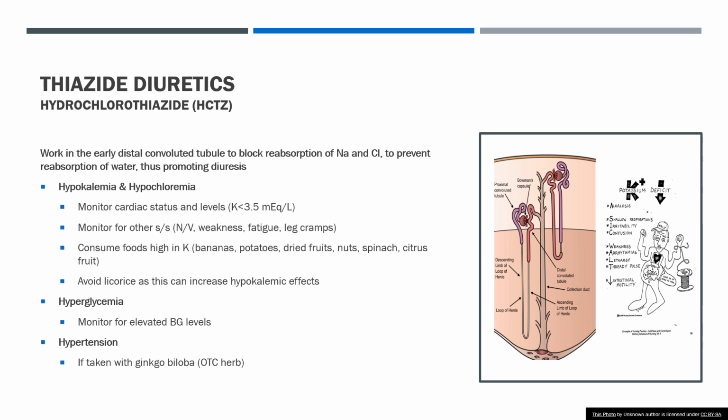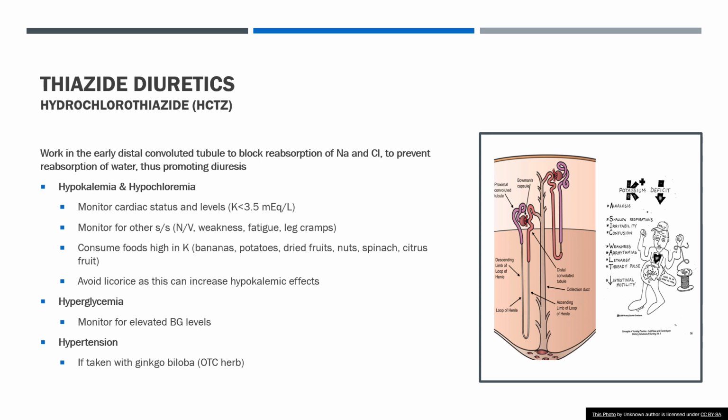Thiazide diuretics, such as HCTZ, hydrochlorothiazide is the example here. These are going to work in the early distal convoluted tubule to block reabsorption, again, of sodium and chloride, preventing the reabsorption of water, thus promoting diuresis. This can cause hypokalemia and hypochloremia. So again, watch your cardiac status, your symptoms, consuming foods, and avoiding licorice.